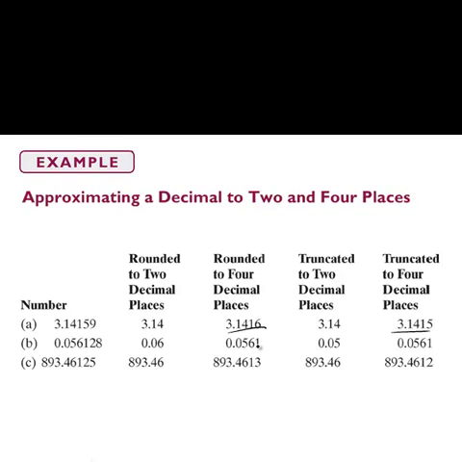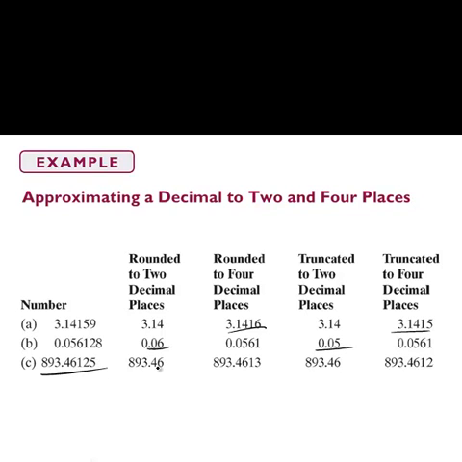Going to round it to 4 decimal places. Well, here's the 4th decimal place. Look to the right. This digit right here is less than 5. So we'll keep this 1 as it is. So here's the number rounded to 4 decimal places. And again, truncating, you just lop everything off to the right of your last digit. So you can see that the truncated number and the rounded number are different sometimes, depending on the digit to the right.